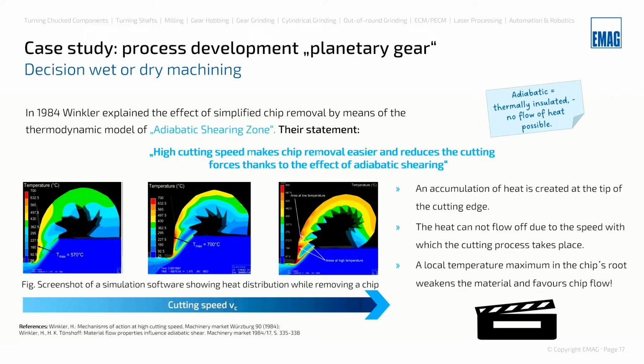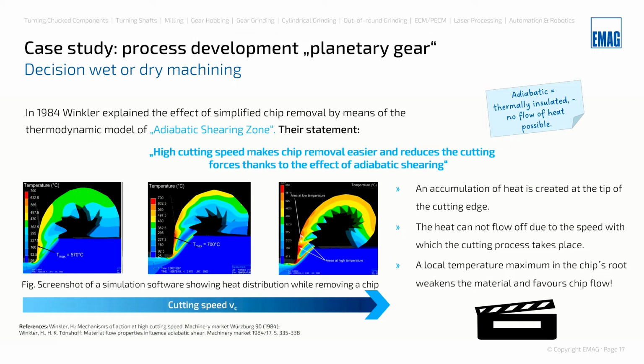There was a gentleman in 1984 and 1990, later on an additional work from a thermodynamicist called Winkler, and he has explained the effect of easier chip removal by dry hobbing by means of the adiabatic shearing model. What does that mean? We have high cutting speed, and in the shearing zone where the chip is really formed, we have the maximum of mechanical work, and this leads to the maximum friction, and there we will have a red hot zone in the chip's root.